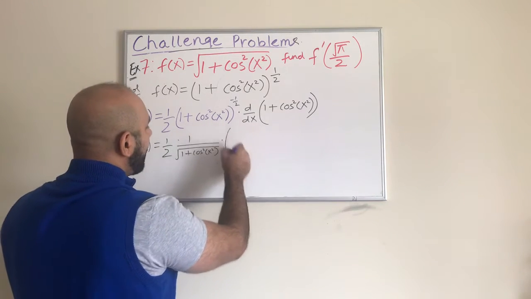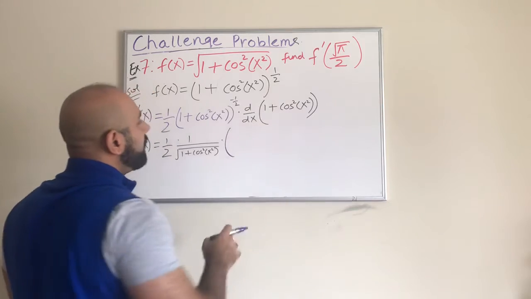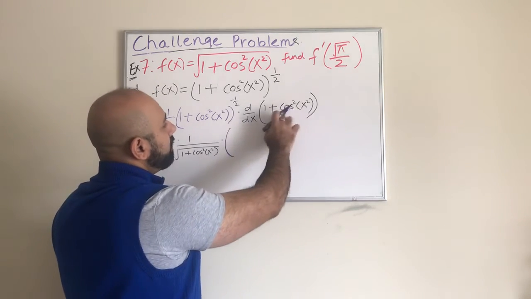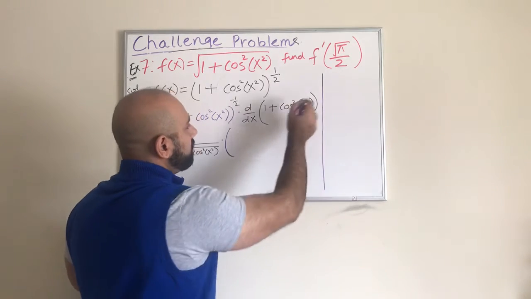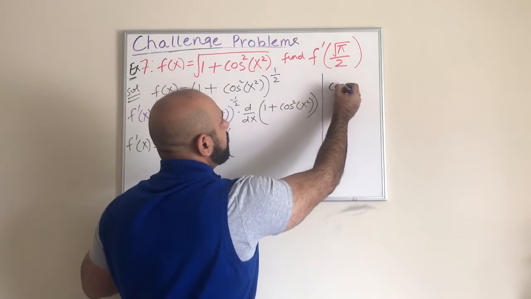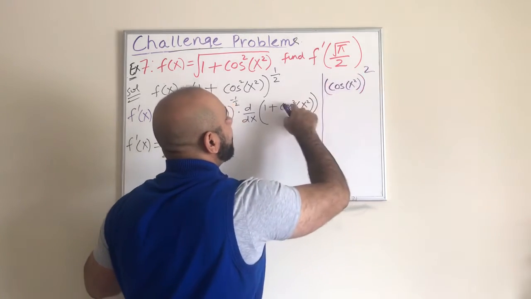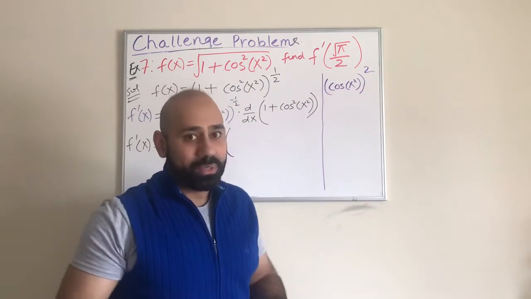Then times, guys, let us find the derivative of this. Derivative of 1, derivative of any constant is 0. No need to worry about that. What is the derivative of this? So let us try to find the derivative of this function. Guys, this is like cosine x squared, and I like to rewrite this as the whole squared, because this square means the whole thing is raised to the power 2.